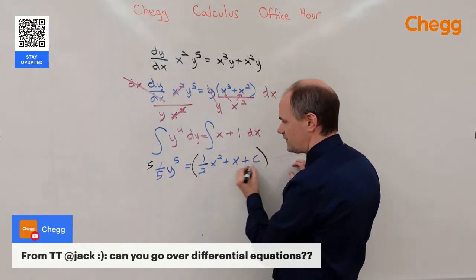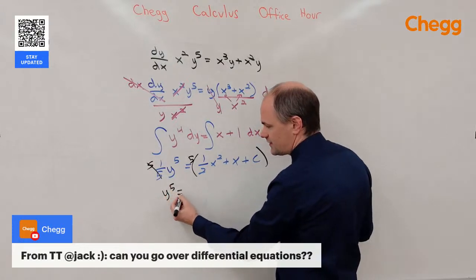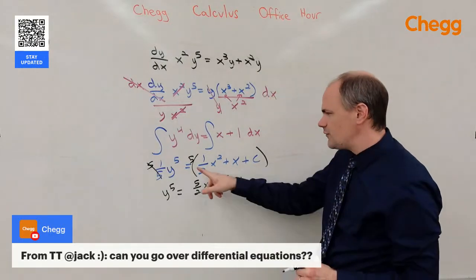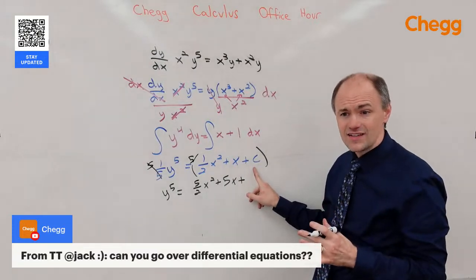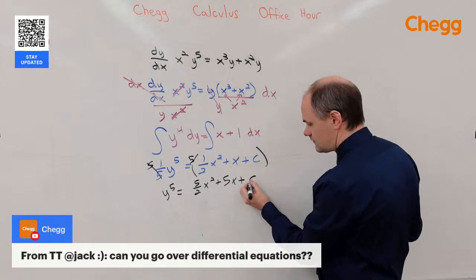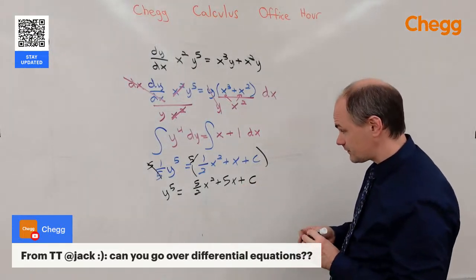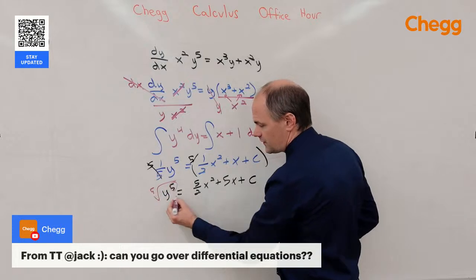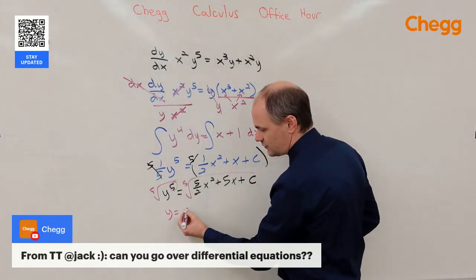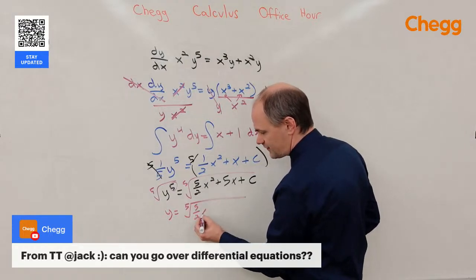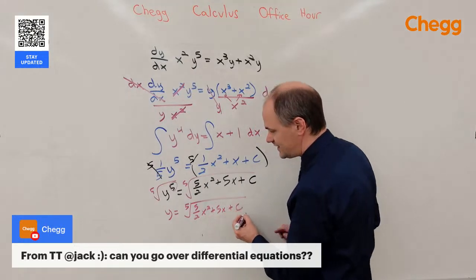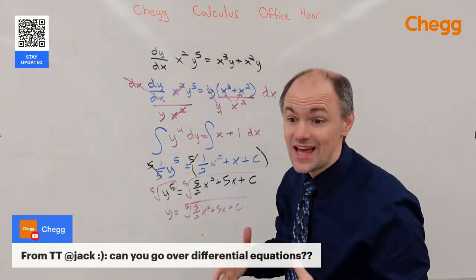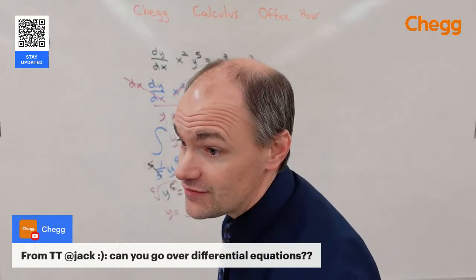I can just multiply both sides by 5. When I do, I get y to the fifth equals 5/2 x squared plus 5x plus, and we don't usually write 5c because c is a constant. A constant times 5 is still a constant, so it's plus c still. Then the only thing left to do to get this thing solved is to get rid of this fifth power, which we can do with a fifth root. And so if y is equal to the fifth root of 5/2 of x squared plus 5x plus c, this differential equation is true. Both sides will be exactly the same. And we did that using differential equations, separation of variables.